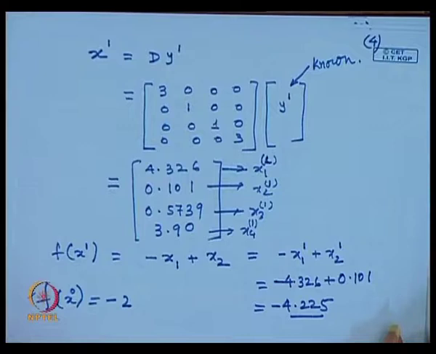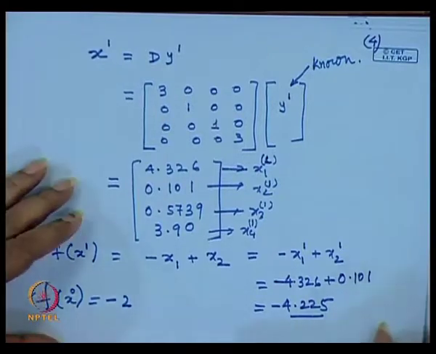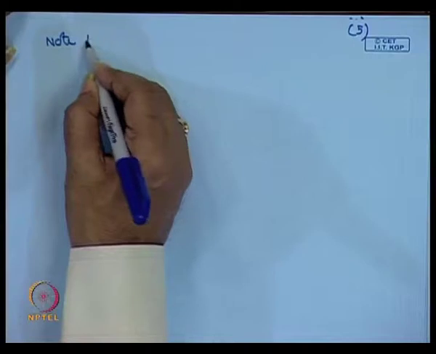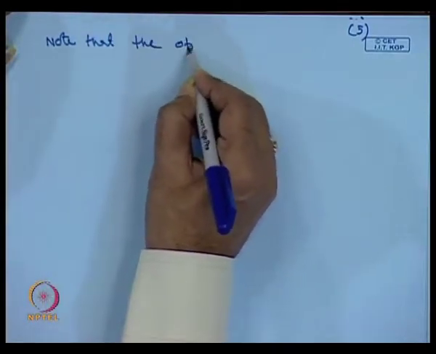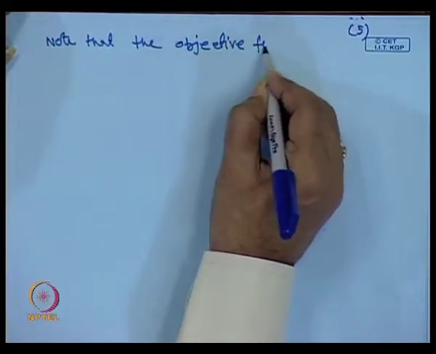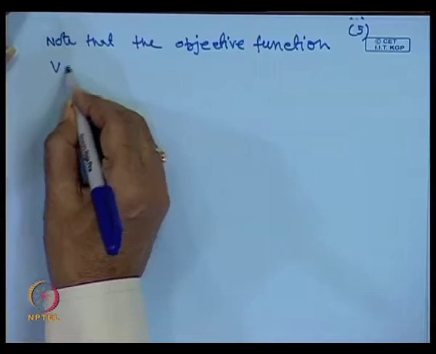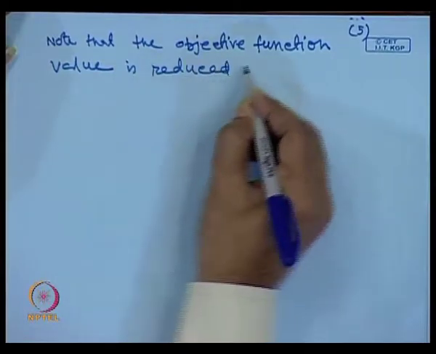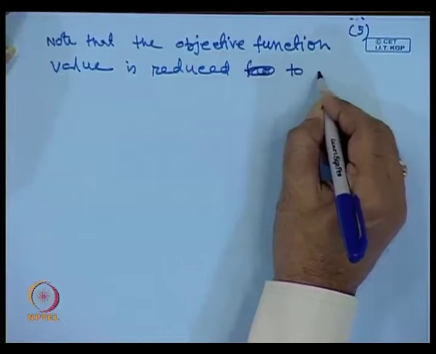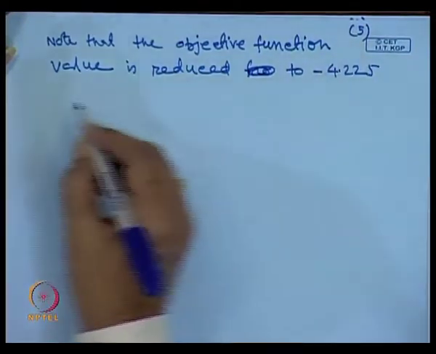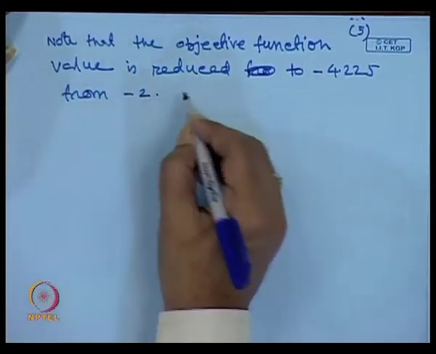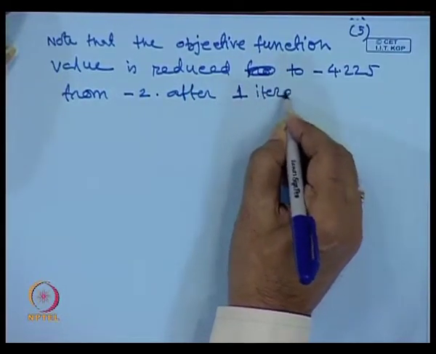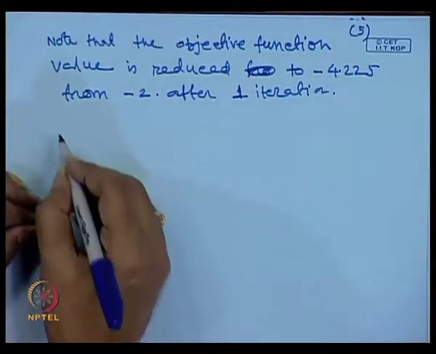So, if you repeat this process once again, agree? Just note that the objective function value, what I have just told you, is reduced to minus 4.225 from minus 2 after one iteration. So, next is to repeat this process.